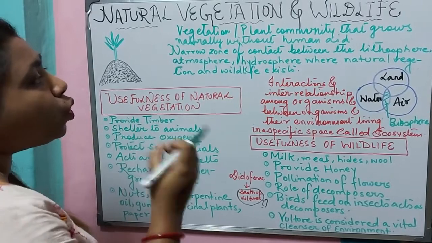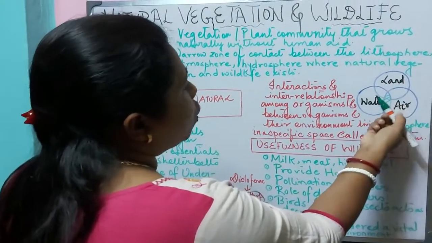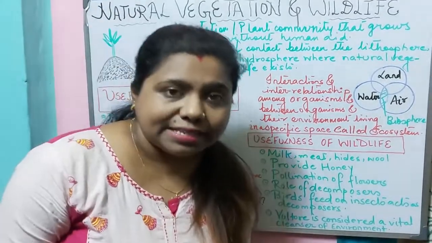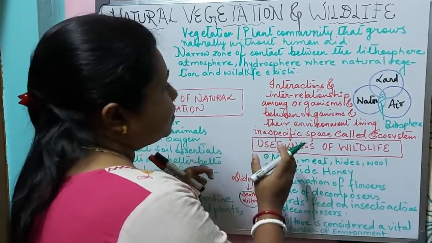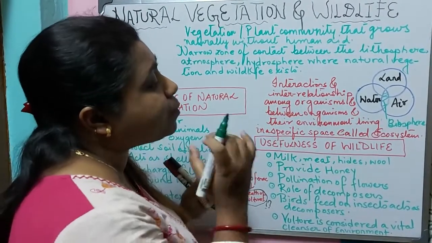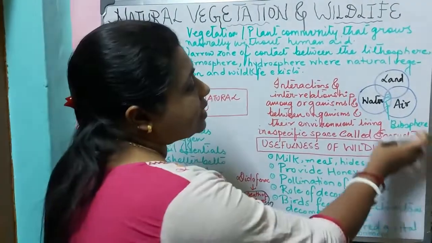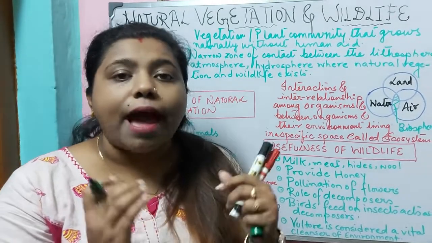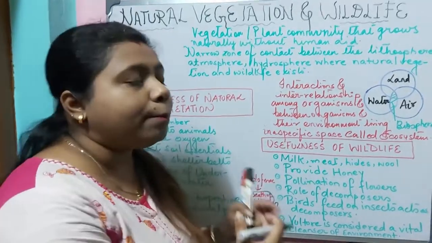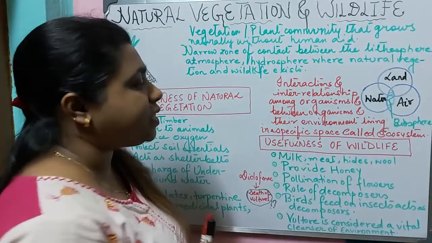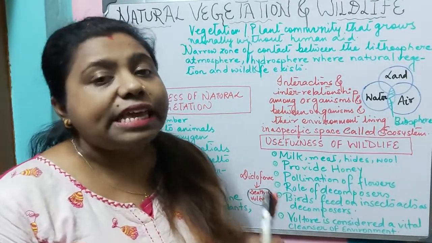So this is the zone, the biosphere, where we get land, water and air. That means the zone of interaction between land, water and air, where natural vegetation and wildlife exist. Now the organisms, that means the natural vegetation and wildlife, exist in a life supporting system that is referred to as the ecosystem. Now what is an ecosystem? Ecosystem means the relationship and interaction among the organisms, or between the organisms and their environment, living in a specific space.